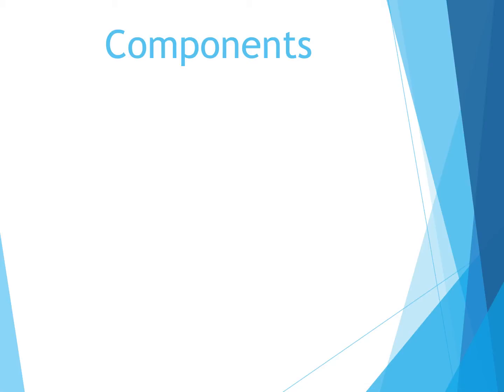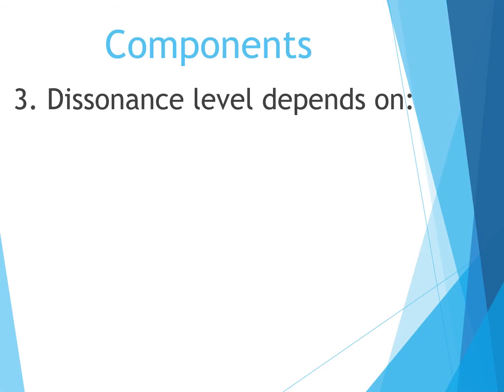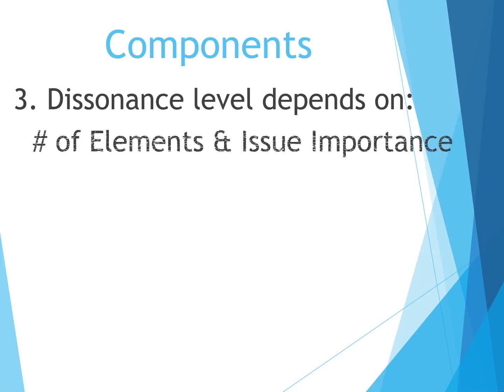Now, continuing on with the previous slide, the third component of cognitive dissonance theory is that the dissonance level, or how much dissonance a person experiences, will depend on the number of elements that play into it, so the number of cognitions or attitudes that are relevant for a given situation, or the number of behaviors that may play into it, and of course, how important is this issue to us personally. If we have an attitude behavior inconsistency taking place, but the issue is not really that important to us, then the theory, of course, would suggest that the level of dissonance would be lower than if there was an issue that was important to us.